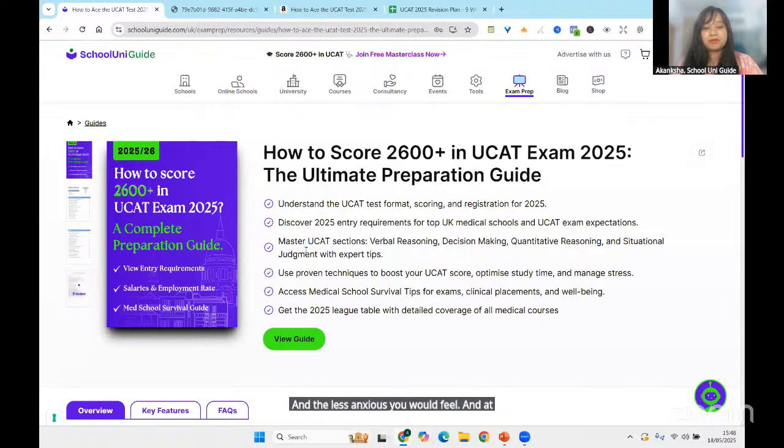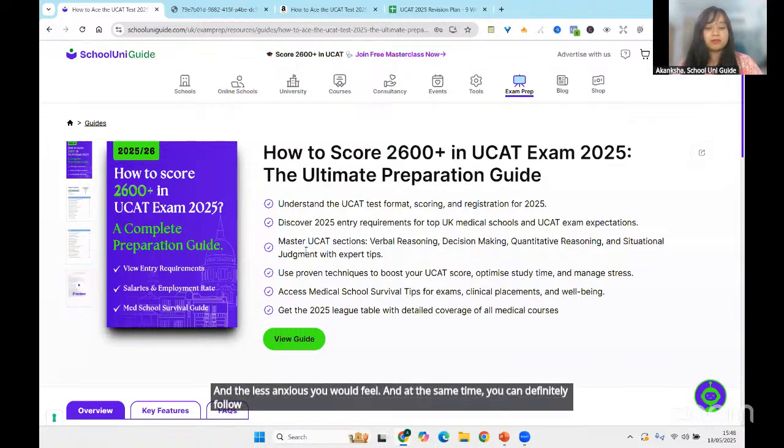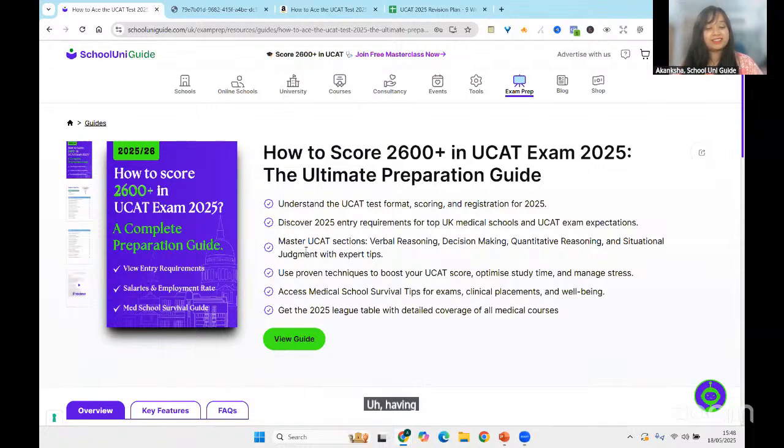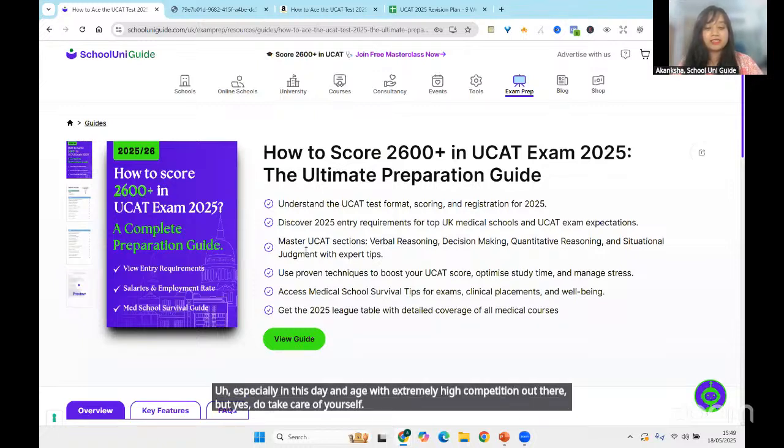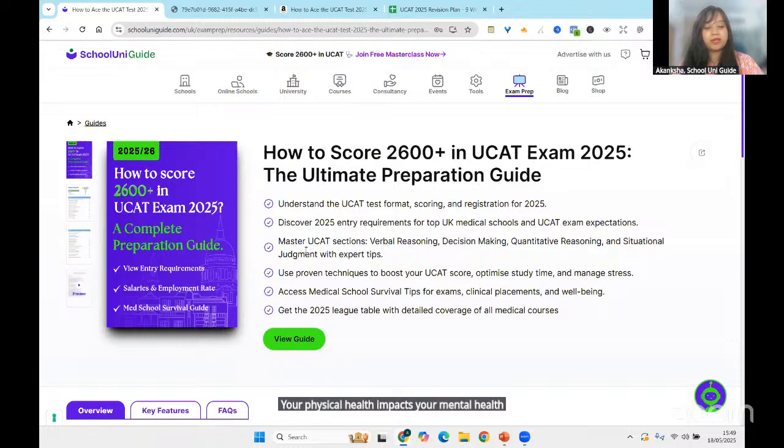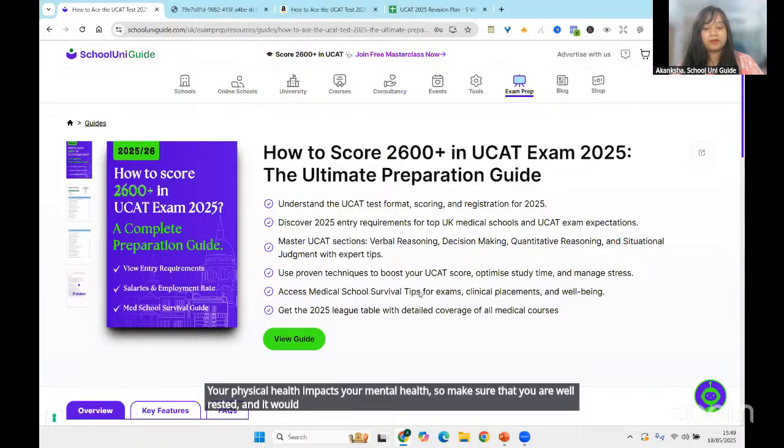And at the same time, you can definitely follow some good routines. You can make sure that you're getting your good 8 to 9 hours of sleep. Having said that, I understand how difficult that can be for students, especially in this day and age with extremely high competition out there. But yes, do take care of yourself. Your physical health impacts your mental health. So make sure that you are well rested, and it would really help ease your anxiety.